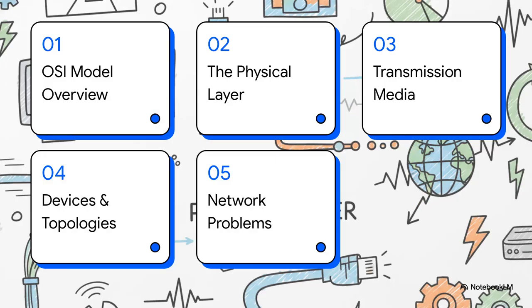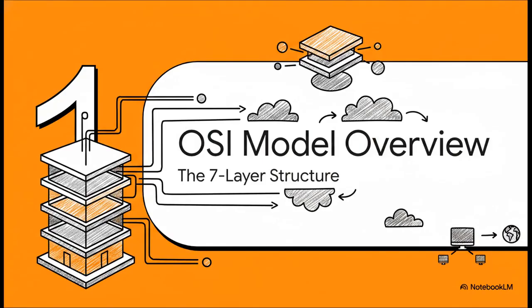Okay, here's our game plan for today's explainer. We'll start with an OSI model overview. Then we'll be decoding the physical layer, looking at transmission media explained, going over devices and topologies, and finally we'll wrap up with physical network problems. Let's get to it. All right, Section 1, the OSI model overview.